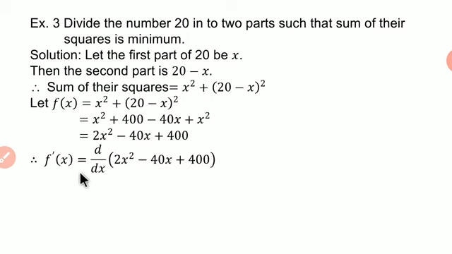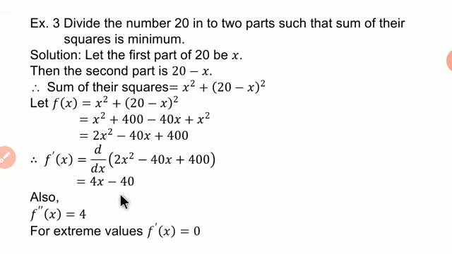Now differentiate this, we get f dash of x is d by dx of 2x square minus 40x plus 400. It is equal to 4x minus 40. Also f double dash of x is 4. If we differentiate 4x minus 40, we get 4. Now we get the double derivative also. Now for the extreme values, f dash of x is 0. That is 4x minus 40 is equal to 0. Therefore x is equal to 10.